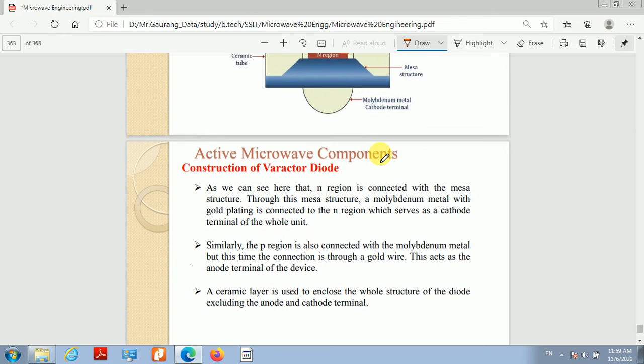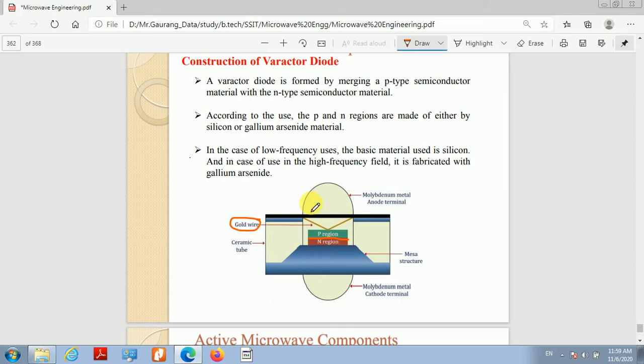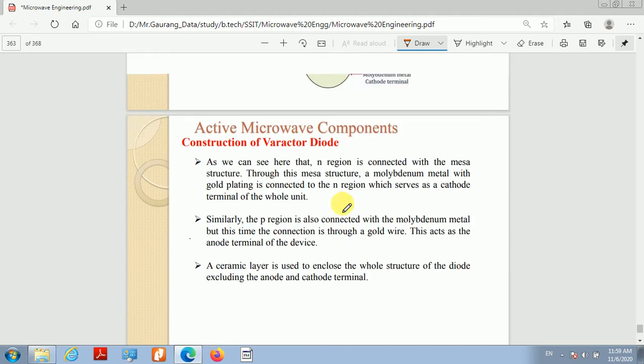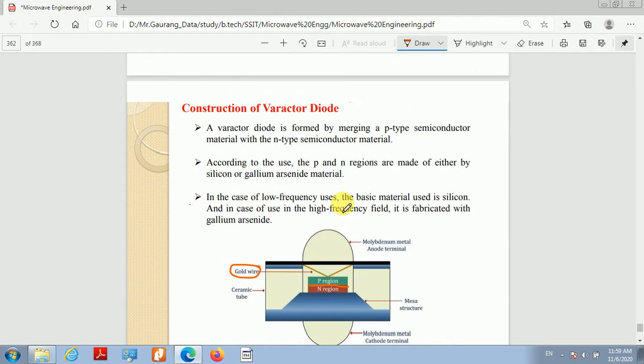And as I mentioned, a ceramic tube or ceramic layer is used to enclose the entire structure, excluding the anode and cathode terminals. Means the anode and cathode terminals are outside of this ceramic tube. Now let's understand the working of this Varactor diode.